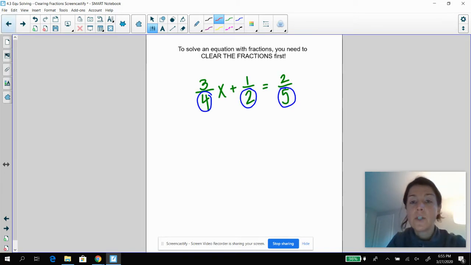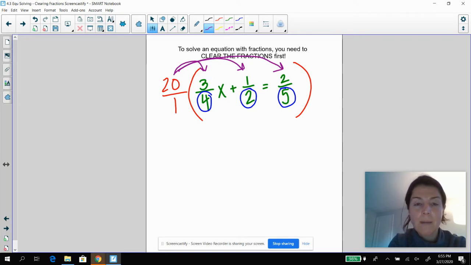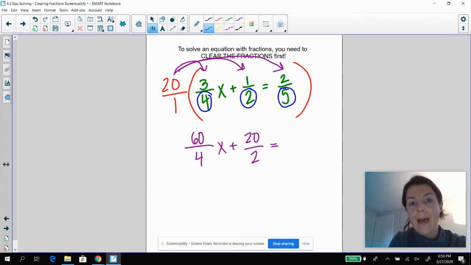So what you do, if I go back to that original problem, I first want to find the least common multiple between these three numbers, and then look what happens. I multiply through by that least common multiple, by 20/1, and that's it. So I'm going to multiply everything by 20/1. So let's do it out. 20 times 3 is 60. 1 times 4 is 4. I've got my x there. Great. And then plus 20 times 1 is 20. And 1 times 2 is 2. And then my last one, 20 times 2 is 40. And 1 times 5 is just 5.